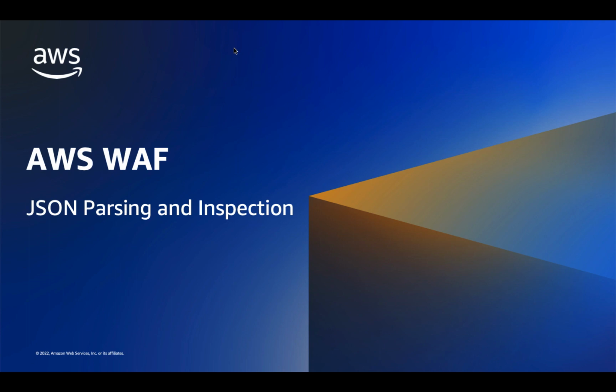Hey everyone, today I'll be showcasing a new feature in AWS WAF, JSON parsing and inspection. AWS WAF can now parse JSON in the body of your requests, allowing you to inspect specific keys or values of the JSON using AWS WAF rules. This capability helps you protect your APIs by checking for valid JSON structure and content. So let's take a brief look at how this works.